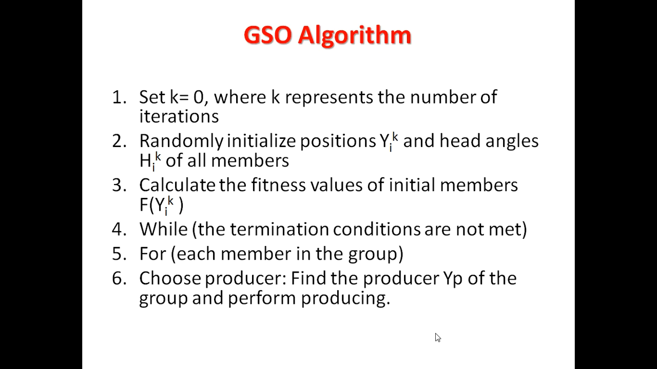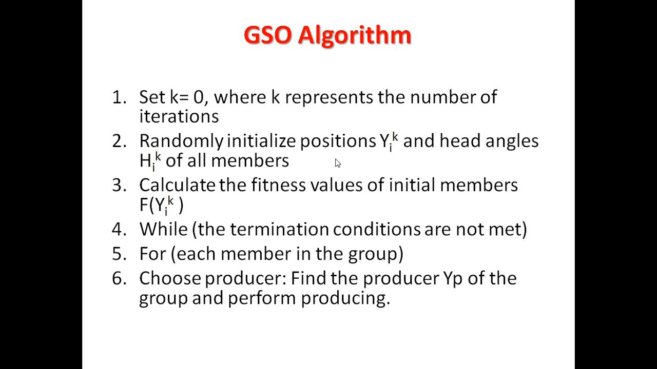Initially, we will set the value of K as 0, and secondly, we will randomly initialize the positions of different members. That means the initial value of the first member and then the second member, as well as their head angles. We will do this for all the members. Right. After that, we will calculate the fitness value of these initial members. Then we will make a while loop till the termination condition is met.